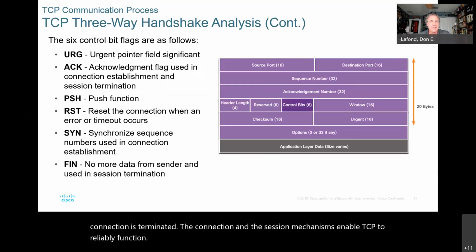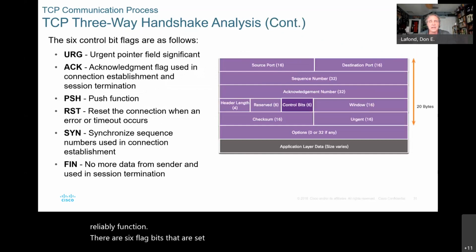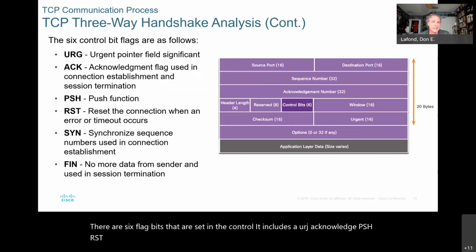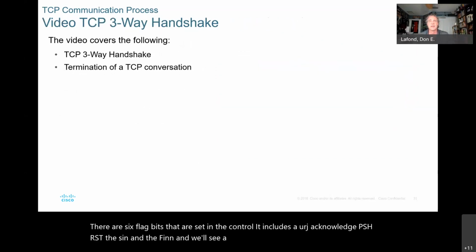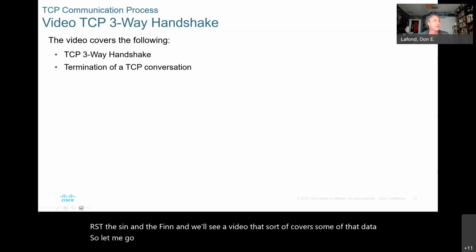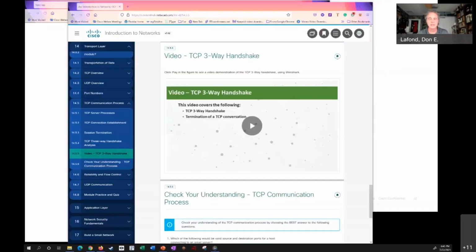Now, there are 6 flag bits that are set in the control field. They include URG, ACK, PSH, RST, SYN, and FIN. We'll see a video that covers some of that data. So let me go ahead and pause my recording. I'm going to pull up that video. One second. All right, I've queued up that video. Let's go ahead and watch it.